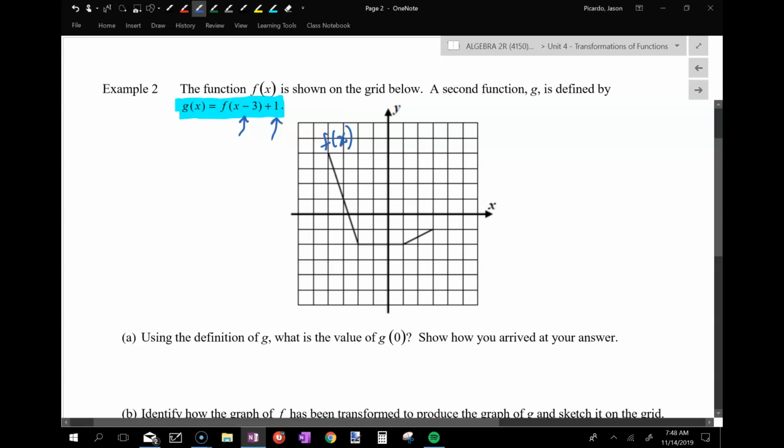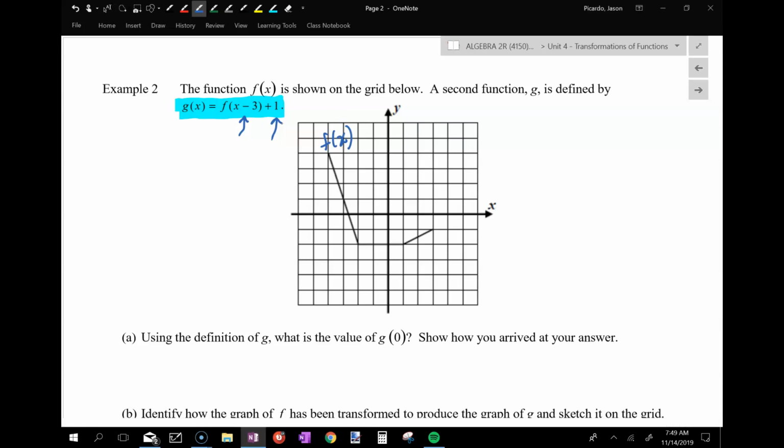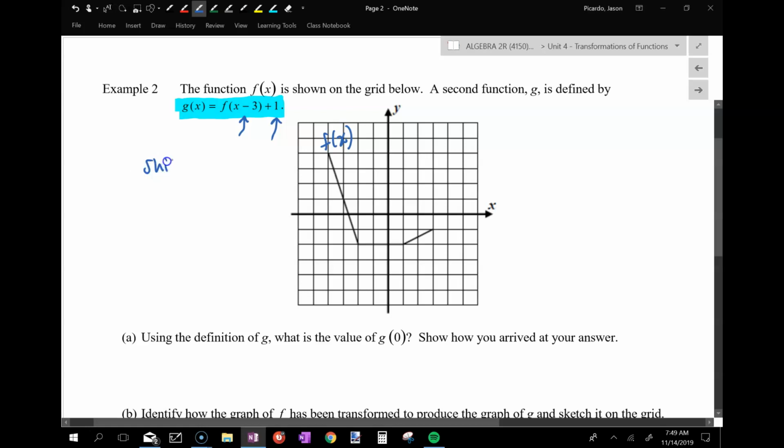Shift it. Shift it how? Shift it to the right 3 and shift it up 1. Fair to say? Yeah. And so what do I really have on this, guys?